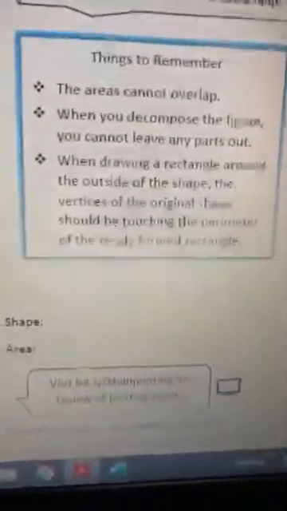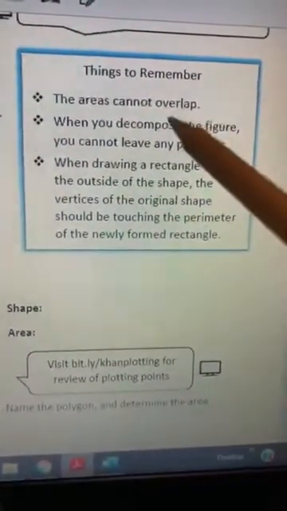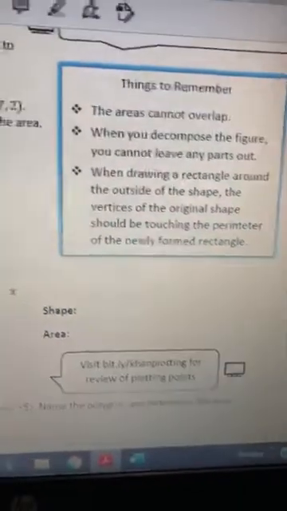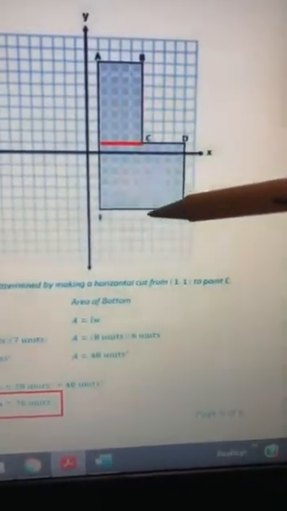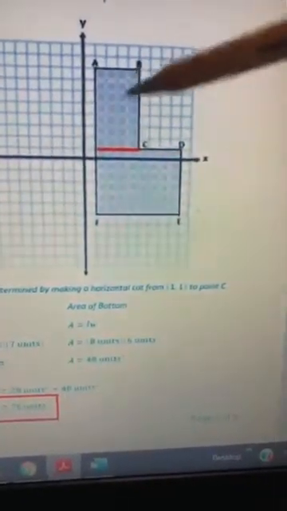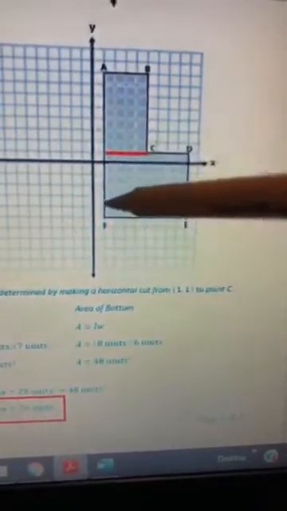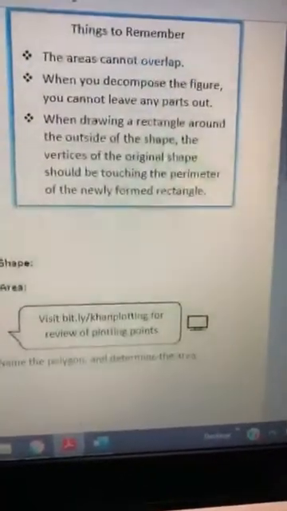These were the tips we talked about the other day that you can't forget. You can't have overlapping pieces when you're trying to find the area of a decomposed shape. For example, we can't draw this line here and find the area of the big long rectangle, but then also find the area of the whole bottom part, because then they would overlap in this section. That's what they mean about don't overlap your pieces.